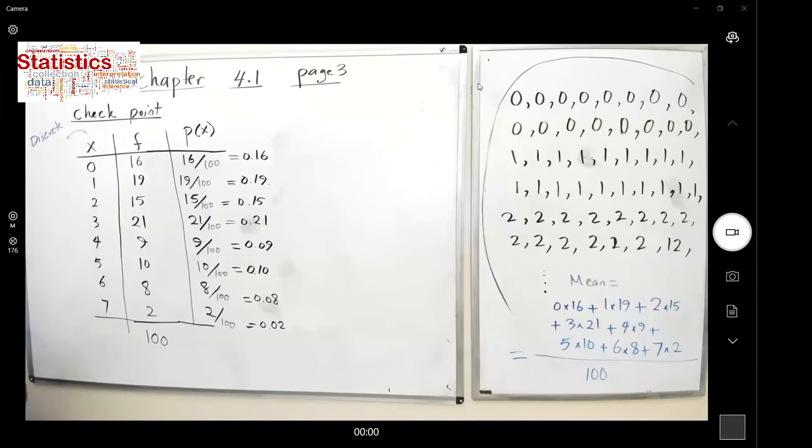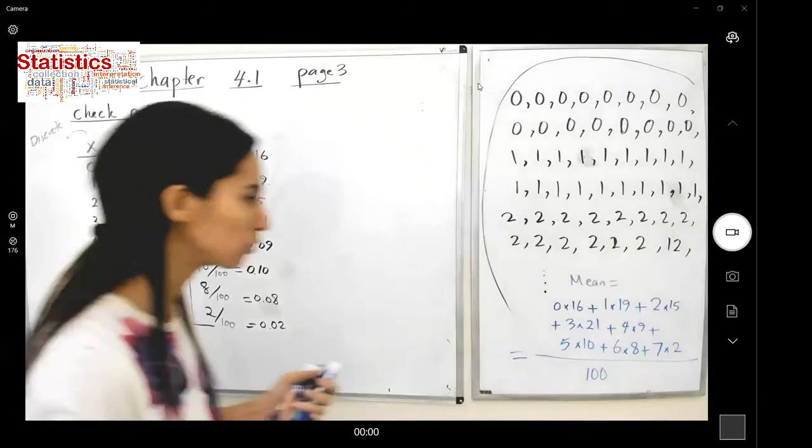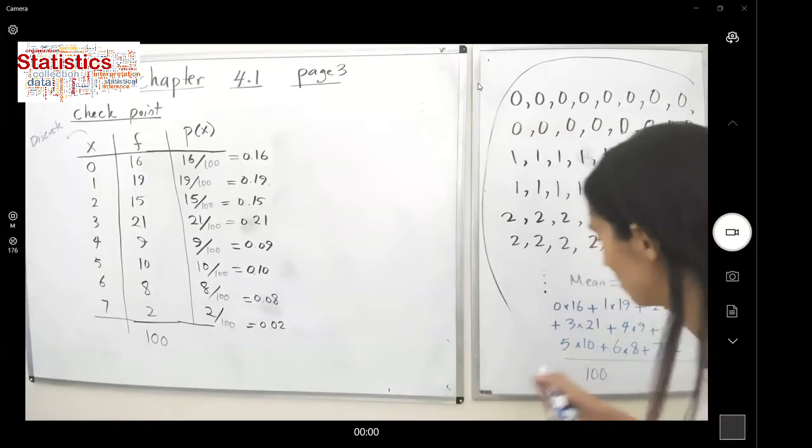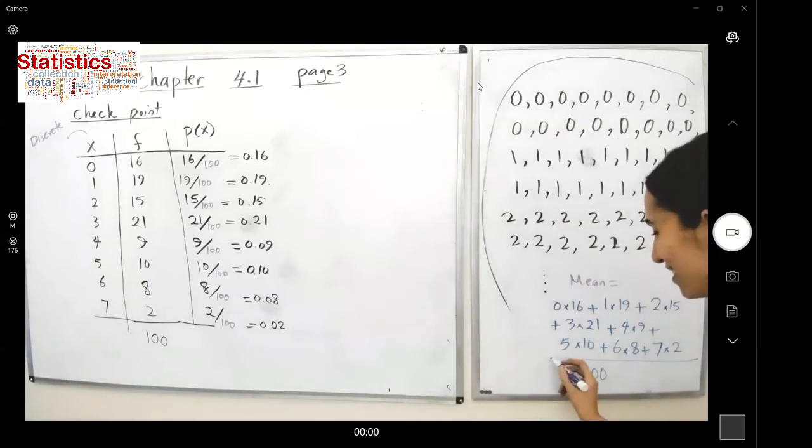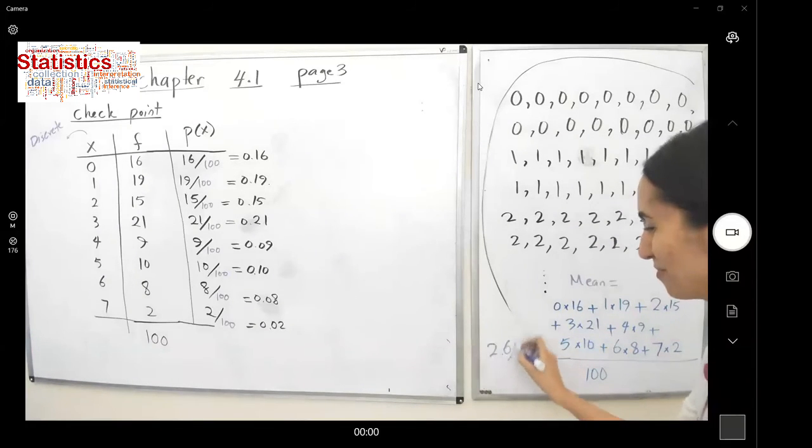Next person, okay. Thank you, Adnan. Thank you, Fabiana. Thank you, Minjan. Thank you, excellent. Rebecca, excellent. So the mean is equal to 2.6. Now, to find the mean, this is your mean, 2.6.